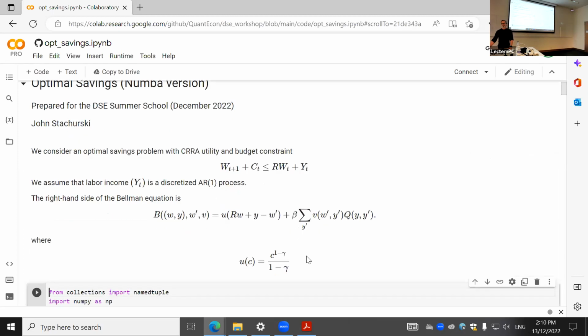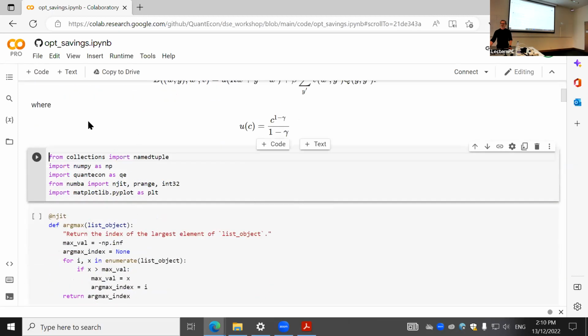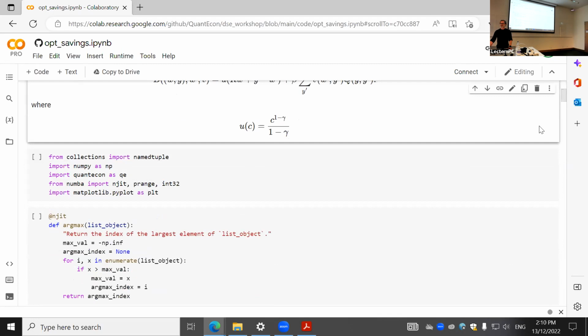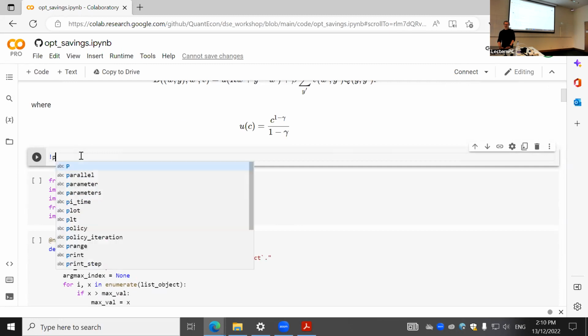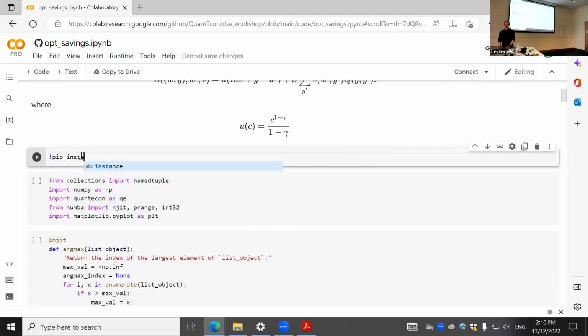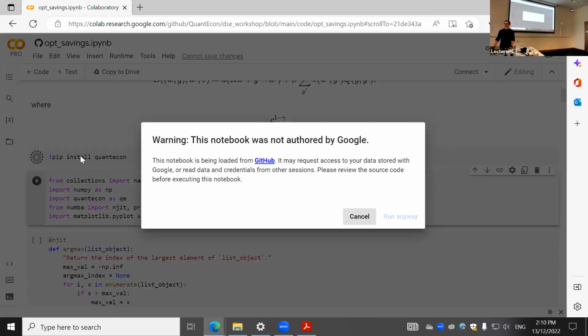All right, to execute cells, I do shift enter. I know that, okay, I need to connect. Let's just be out here. So let's get a code cell here. If you want this to run, you actually need to say pip install quantecon. Shift enter.